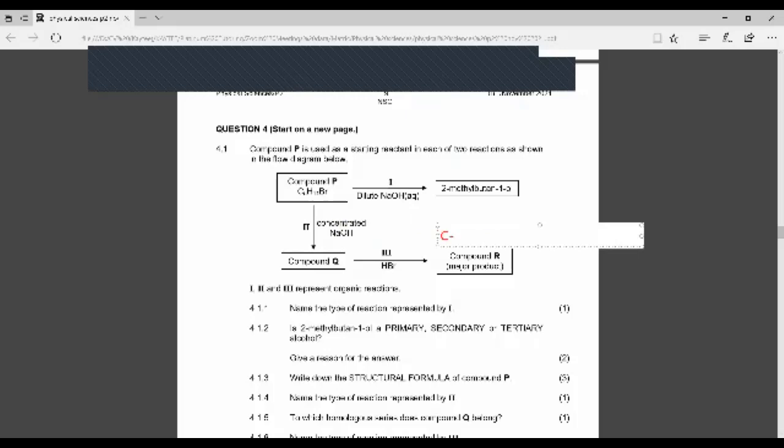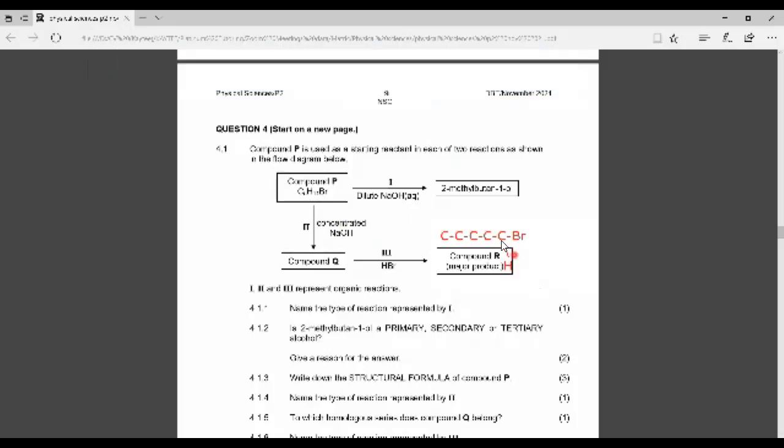CH3, you can see your 3 carbons. Another C, 1, 2, 3, 4, 5. Br, right? This is what we are talking about, right? Now check something here. This carbon was bonded to Br, your H there at the top, and everywhere else there's your CH3 there, CH2, CH2, right?